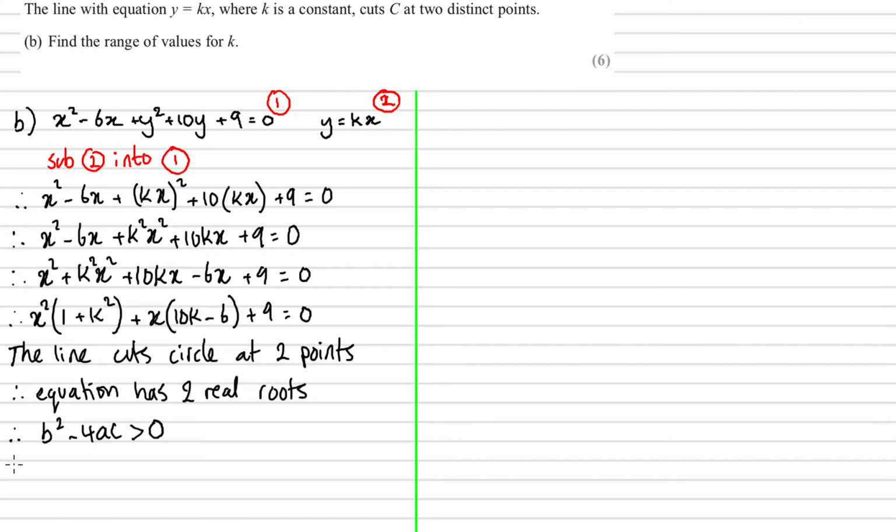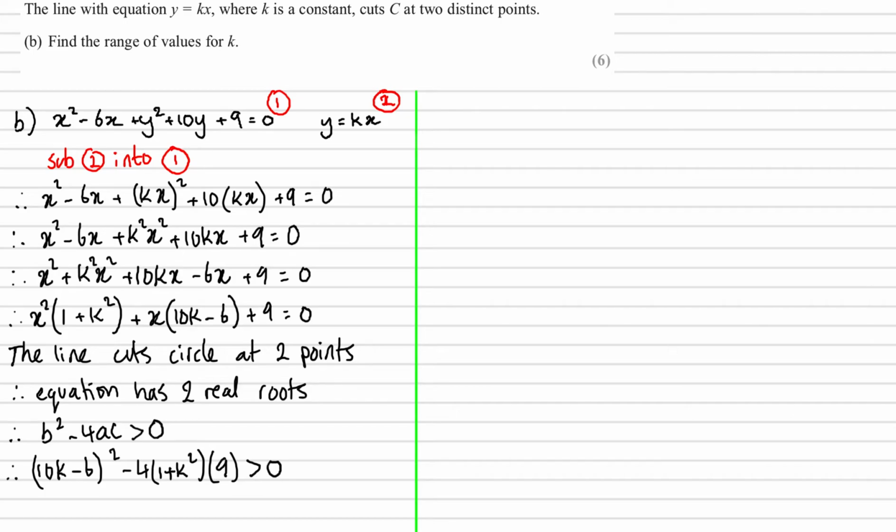Now we can simply substitute our values of a, b and c in, and now you'll see why this step was so important, why I factorized at this point, because now I know that b is just 10k minus 6. So we have 10k minus 6 squared minus 4 multiplied by a, which is 1 plus k squared, times c, which is 9. And this is all greater than 0.